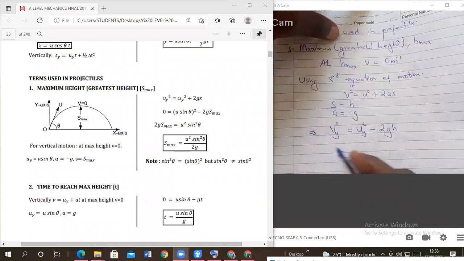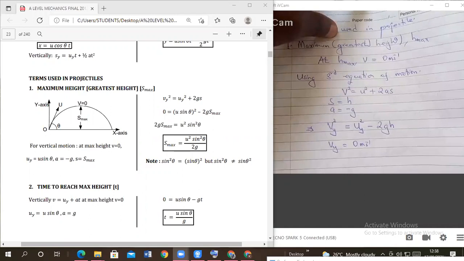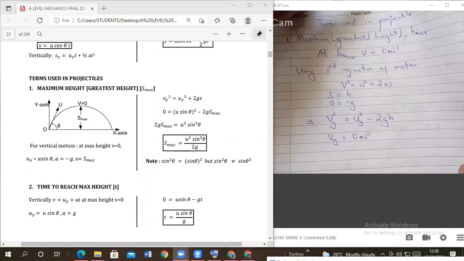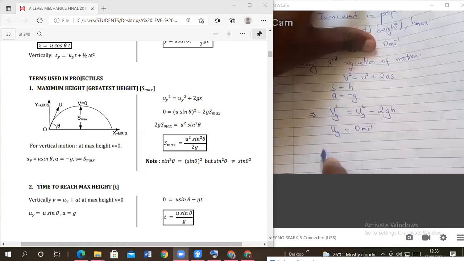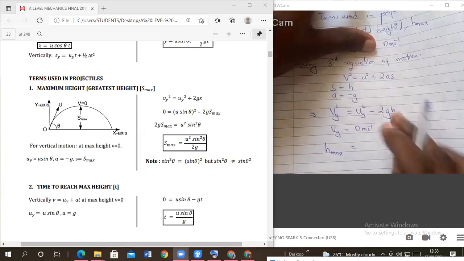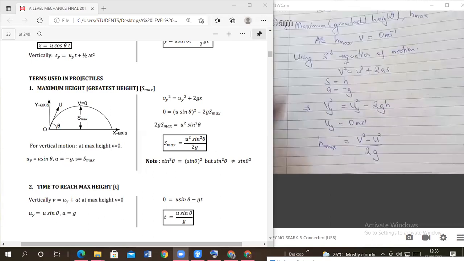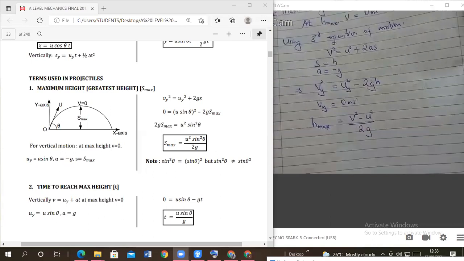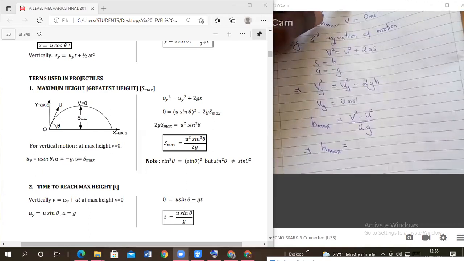But Vy is equal to 0 meters per second, the final velocity at maximum height. If that is true, we remain with our formula. Now we shall have H max equals, making it the subject, V squared minus U squared over 2g.